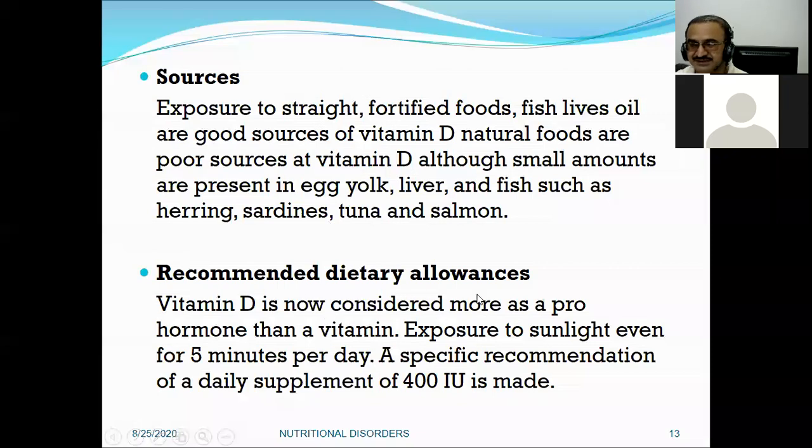So the recommended daily allowance is mostly 400 international units per day as the daily supplement of vitamin D. Exposure to sunlight, even for 5 minutes per day, is very important. You should know that sun exposure is very important to make vitamin D.